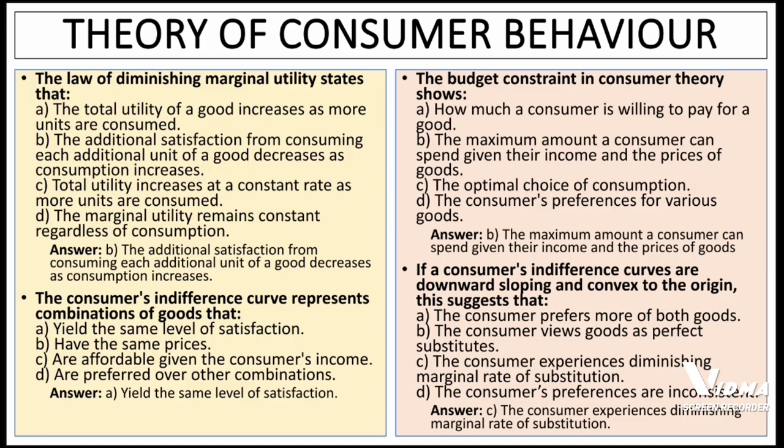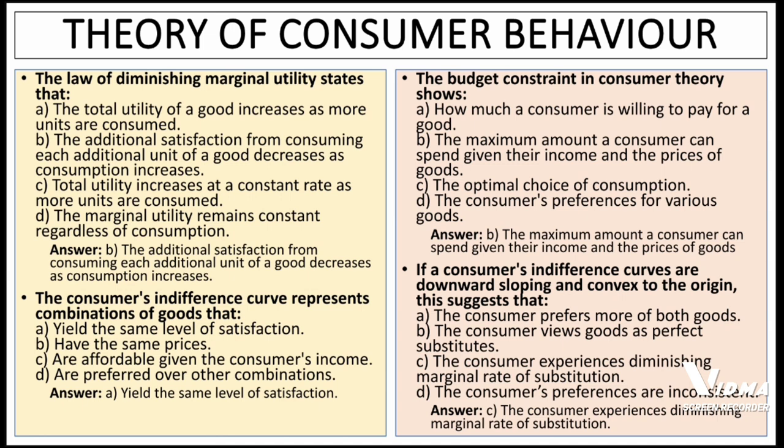First we will cover the theory of consumer behavior. The law of diminishing marginal utility states that the total utility, answer is B, the additional satisfaction from consuming each additional unit of a good decreases as consumption increases. The consumer's indifference curve represents the combinations of goods that, answer is A, yield the same level of satisfaction.